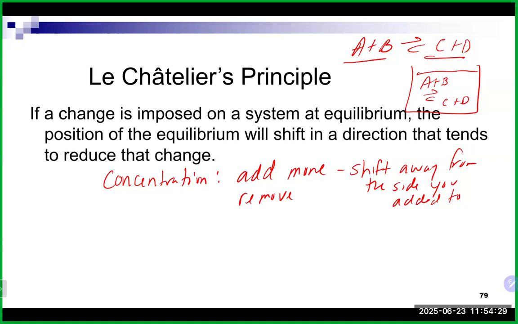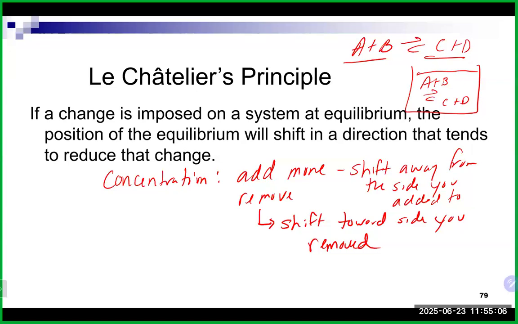So if you add more, it will shift away. So "AA" is a good way to remember that: add, away. If you remove something, it will actually shift towards the side you removed. So if you add something, it'll go away from it. If you remove something, it will come towards it. You could think of it like, when you remove something, you make a big old hole on that side and it needs to fill it. And that is a way to remember it.